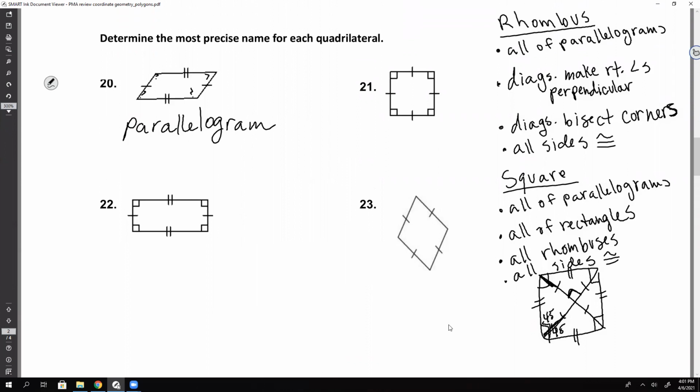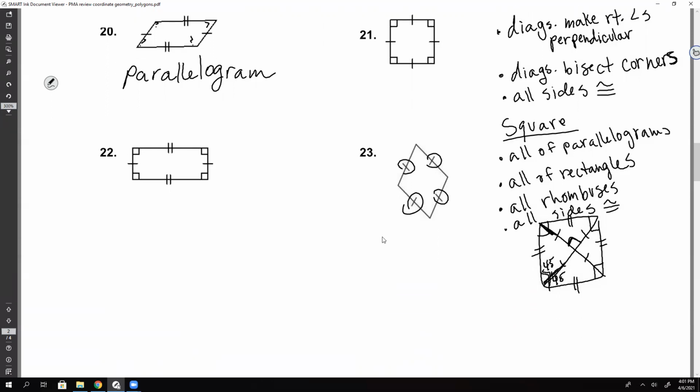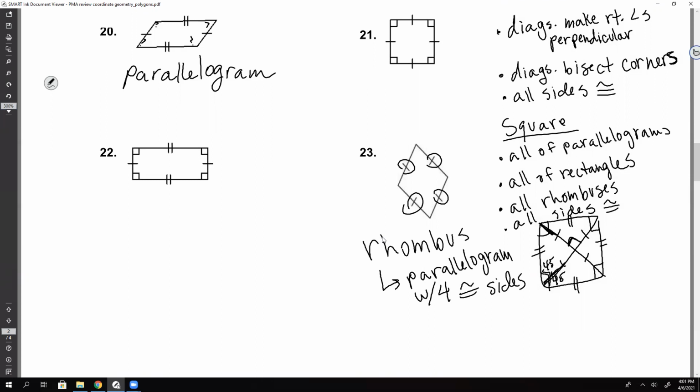Anyhow, here on number 23, right? This one, we'd have to classify it as a rhombus because we see the four sides are congruent. Which would tell us that it's a parallelogram because top is equal to bottom, left is equal to right. So it's a parallelogram with four congruent sides, so that makes it a rhombus.